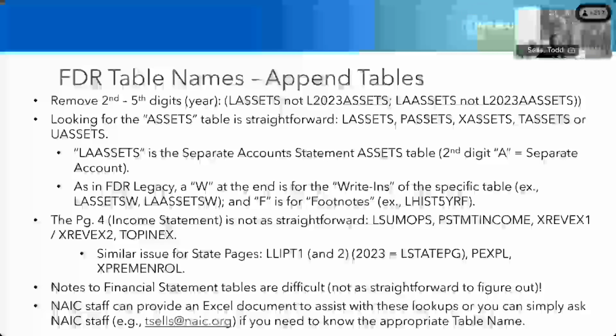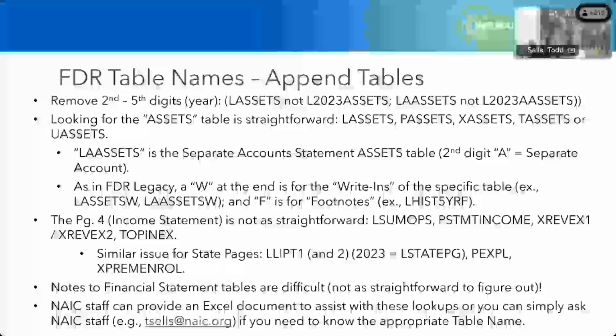And then page 4, the assets is straightforward, but some of the other tables are not, because from one statement type to the next, the names aren't quite the same in the blank, and so the database names aren't the same either. So like the income statement, L sum op, P statement income, X Rev X1 or Rev X2, and then title is operation OPINEX. And then similar for state pages, those are different as well.